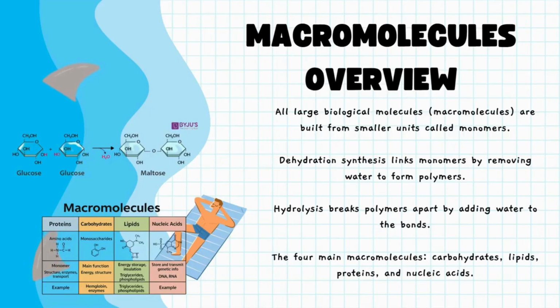All big biological molecules, or macromolecules, are made of smaller pieces called monomers. You connect them by dehydration synthesis, which removes water, and break them apart by hydrolysis, which adds water. The 4 big macromolecule groups are carbohydrates, lipids, proteins, and nucleic acids.